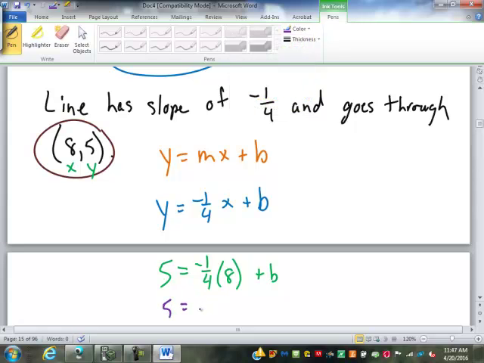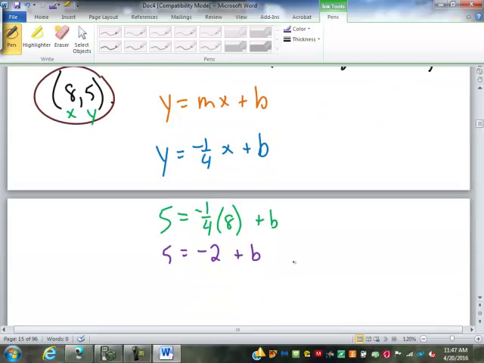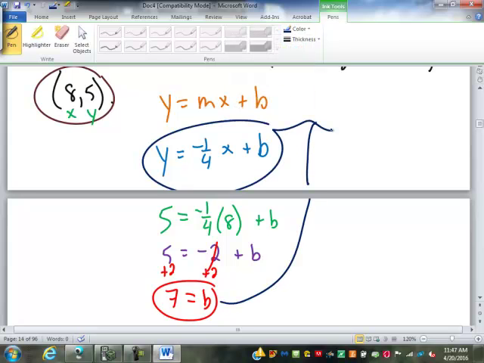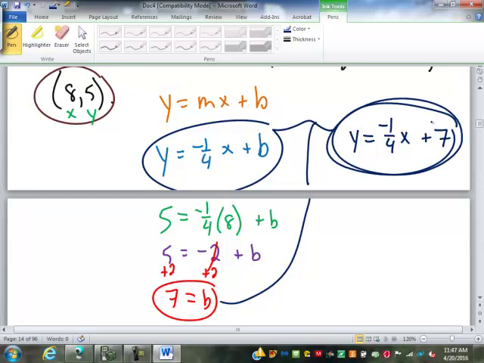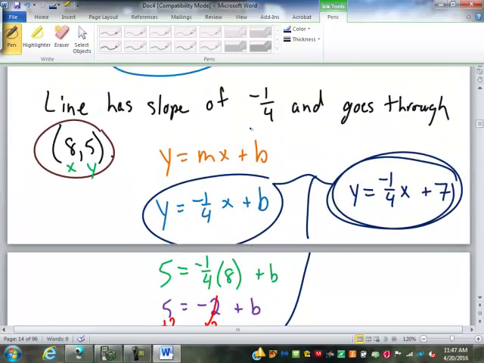First, I would do -1/4 times 8, which is -2. So I have 5 equals -2 plus b. And then we can solve for b by adding 2. +2 cancels out the -2. 5 plus 2 is 7. So that gives us that b equals 7. So I can bring that back up here to my original equation. Y equals -1/4 x. Instead of plus b, we're going to put in plus 7. So that is the equation for a line with a slope of -1/4 and goes through 8, 5.